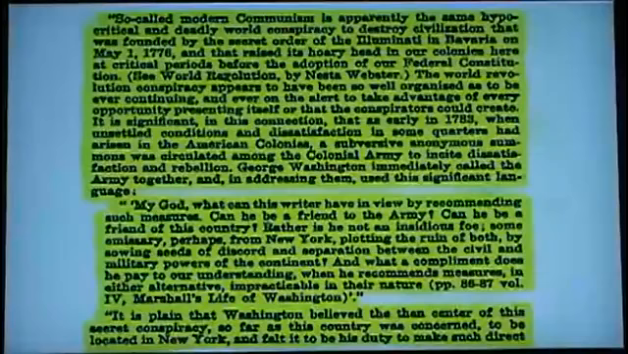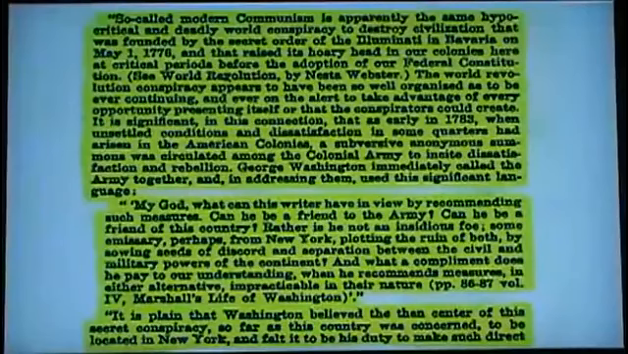Quoting George Washington, 1783, he said, "My God, what can this writer have in view by recommending such measures? Can he be a friend to the army? Can he be a friend to this country? Rather, is he not an insidious foe, some emissary perhaps from New York, plotting the ruin of both by sowing seeds of discord and separation between the civil and military powers of the continent? And what a compliment does he pay to our understanding when he recommends measures which are either alternative and impractical in their nature."